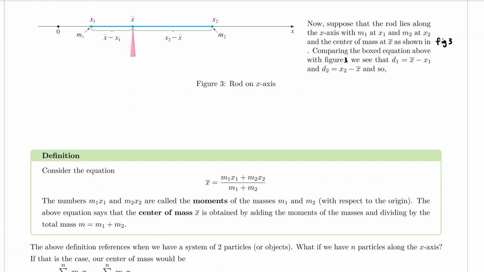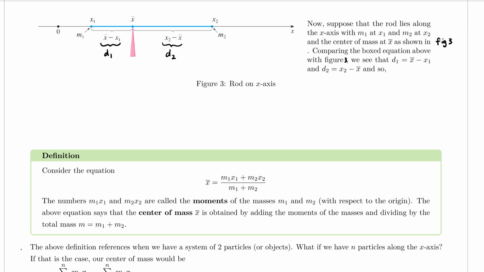Now, suppose that the rod lies along the x-axis with m1 at x1 and m2 at x2, and the center of mass at x bar as shown in figure 3. Comparing the boxed equation above with figure 3, we see that d1 is equal to x bar minus x1, and d2 is equal to x2 minus x bar. So this is the same as distance 1, and this is the same as distance 2.